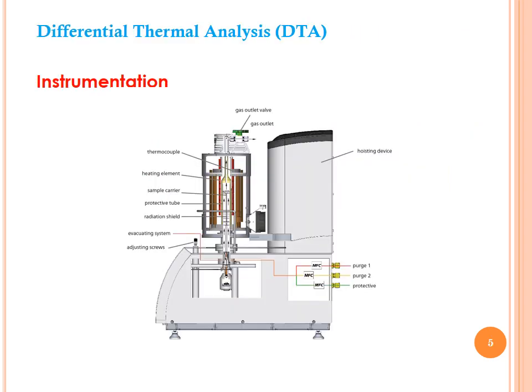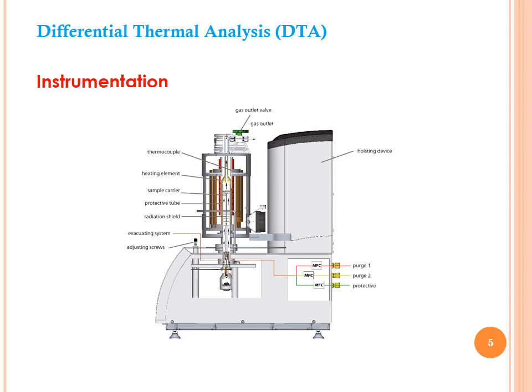So now we start with the instrumentation of DTA. This is a commercial instrument, from bottom to top. You can see in this diagram purge 1, purge 2 and protective. These are for the purging, and protective gas is used through these types of knobs. Different types of gases you already discussed in thermogravimetric analysis. Carbon dioxide, helium, nitrogen can be used as the purging gas or the protective gases.